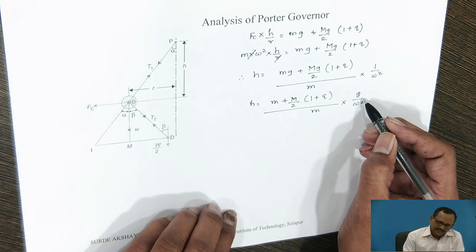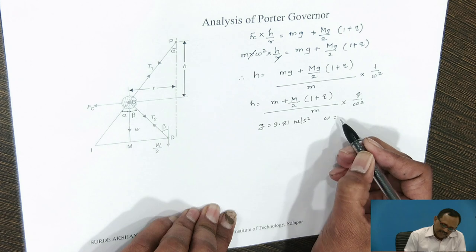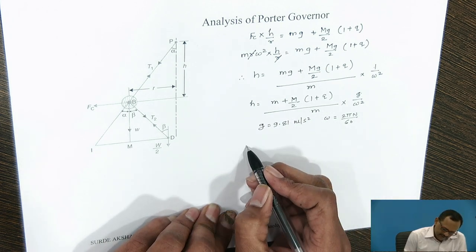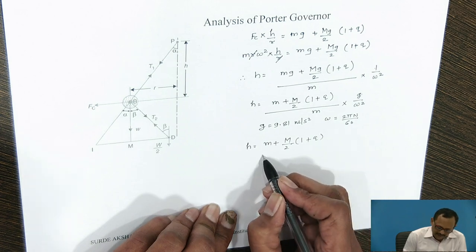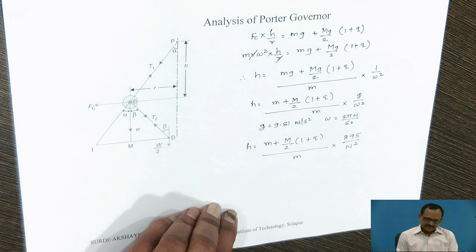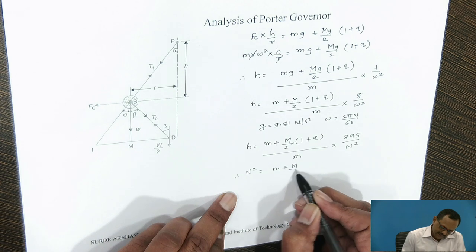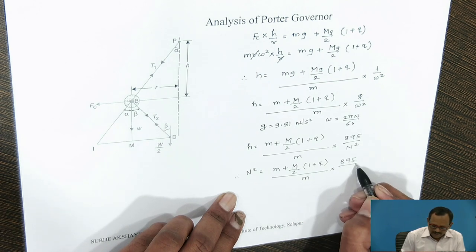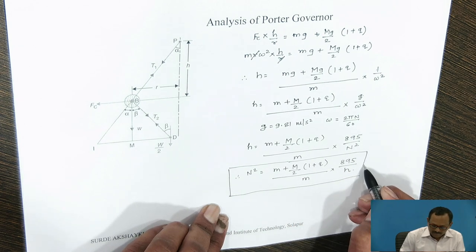So, g upon omega square, g is gravitational constant, which is 9.81 meter per second square, and omega is 2 pi n upon 60. Therefore, putting these values in the above equation, h is equal to m plus capital M by 2 into 1 plus q divided by m into 895 divided by n square. And therefore, n square is equal to m plus capital M by 2 into 1 plus q divided by m into 895 divided by h. So, this is the relation between the speed and height of the governor.